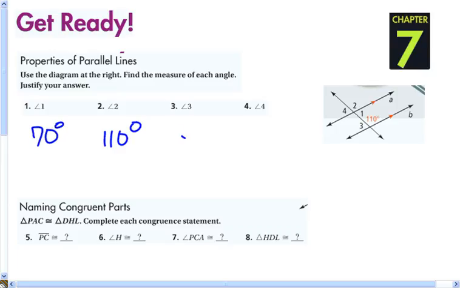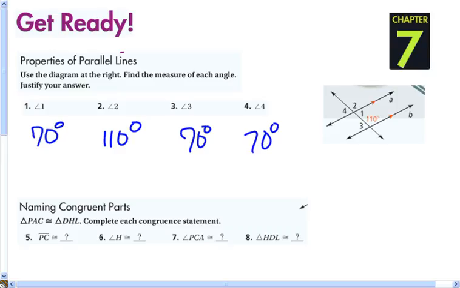Angle 3 is equal to 70 degrees, and that's because angle 3 and that 110 are a linear pair. And angle 4 is equal to 70 degrees, and that's because of the last problem and the corresponding angles postulate.